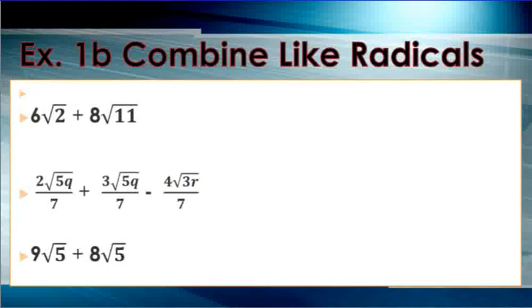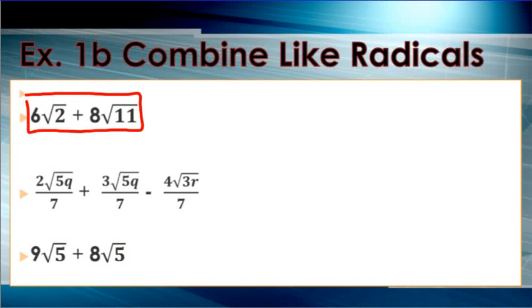Next one, we have 6 times the square root of 2 plus 8 times the square root of 11. First thing you should always look at is the radicands to see if they are alike, because if they are not alike, then you cannot add them together. So since they are not alike, we cannot add them together, so this would be our answer.